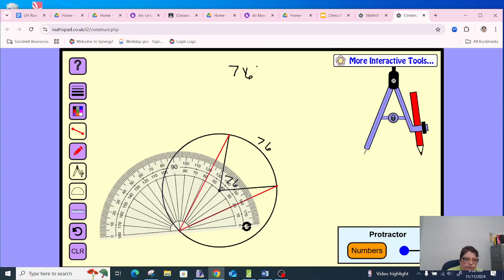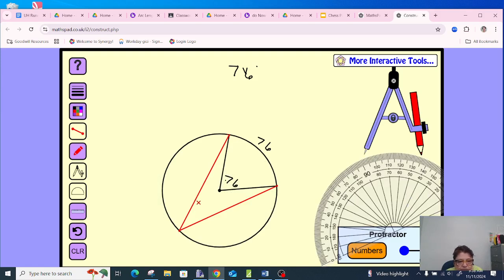What point do we start at? Well, the vertex was always where you start. This one's not working. Mine was 38.